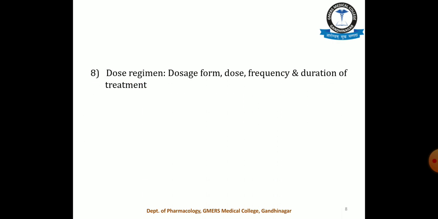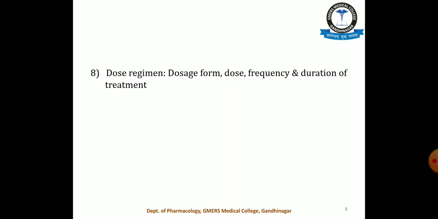Then, very important, the dosage regime. Somewhat sidetracked, but I want to add one point: whenever in the exam a question is asked like, write the dosage regime of prazosin in benign prostatic hypertrophy, then the examiner expects you to write the dosage form, then the strength, then the frequency, then the duration, everything.